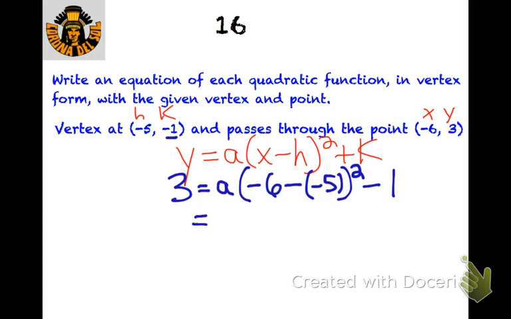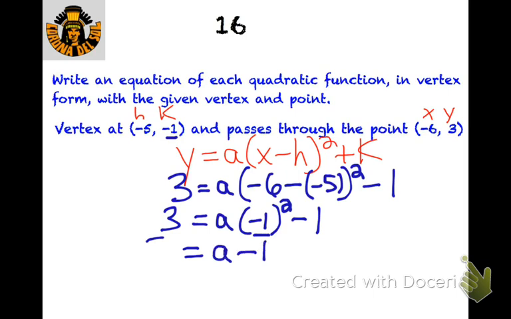And then we just start showing our work. So 3 equals a. And then in the parentheses, it looks like I have negative 6 actually plus 5, which would be negative 1. I'll show a lot of steps here. So this would be negative 1 squared minus 1. And negative 1 squared is 1. So this is a times 1 minus 1 equals 3, and then you would add the 1 over. So then a equals, we add 1, so that would be 4.